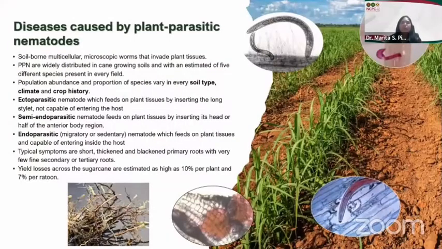Plant parasitic nematodes. Just a little review. What are plant parasitic nematodes? These are soil-borne microscopic, multicellular organisms that invade plant tissues.